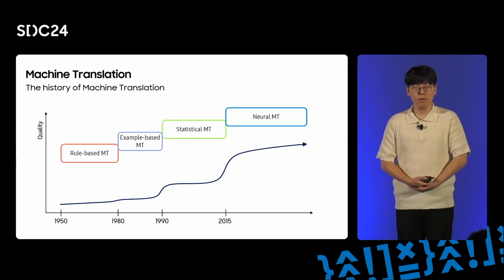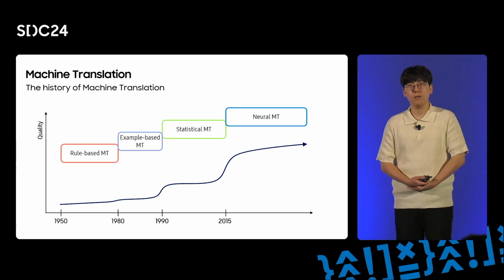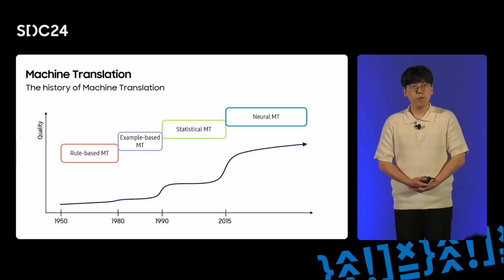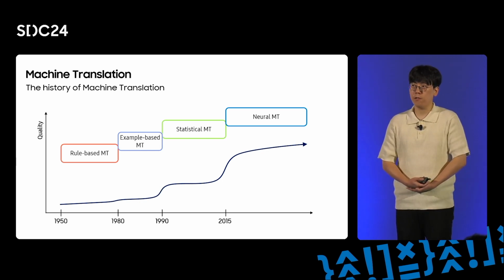In mid-2010s, neural machine translation appeared and revolutionized the field. Neural machine translation uses deep learning techniques to model entire translation process. Neural machine translation results in much more natural and fluent translation results compared to SMT.